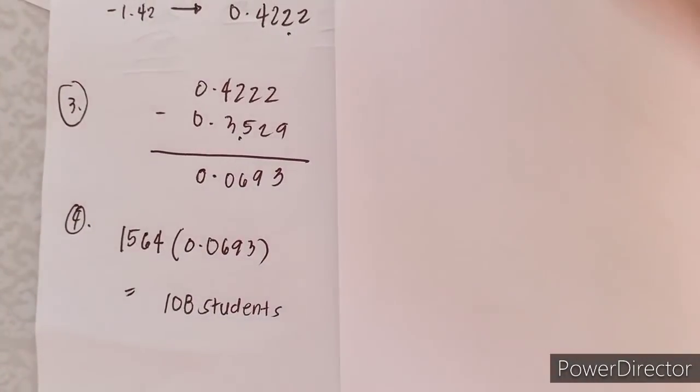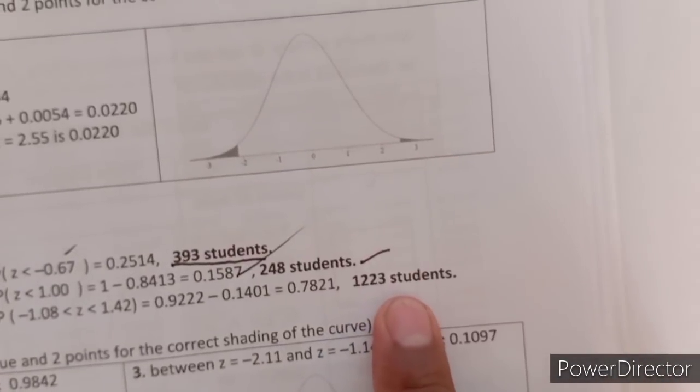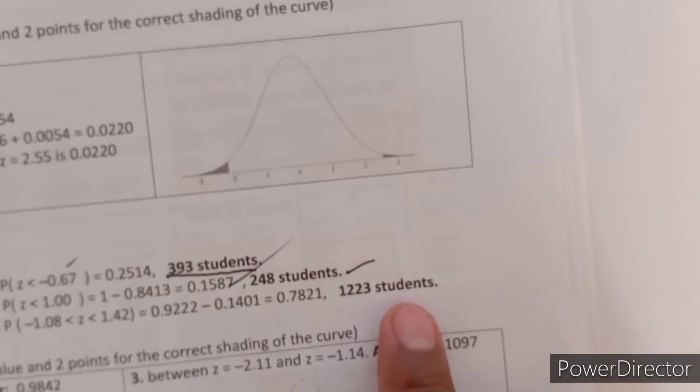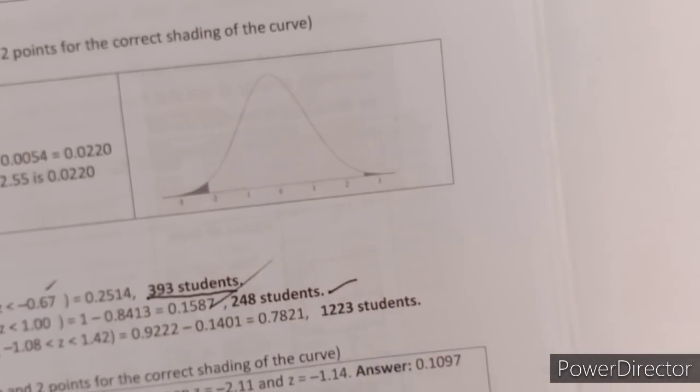On your activity sheet, mga anak, ang sagot niya is 1,223, which is definitely wrong. Again, mga anak, hindi po perfect ang ating modules. May mga pagkakamali din po, kagaya ng mga typo error.